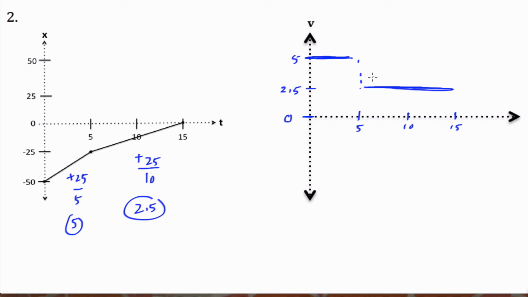Both lines are above the horizontal axis, showing a positive velocity, which they should have because there's a positive slope. And the second 10 seconds, the slope is not as steep, and in fact, it has a smaller velocity here. I calculated a smaller velocity, so it's all good.